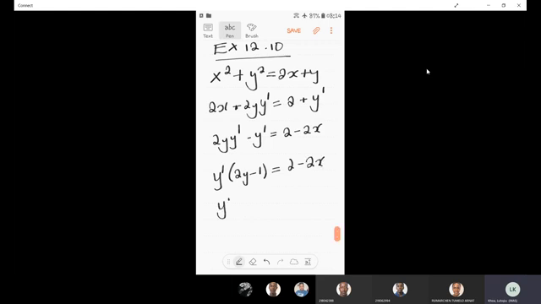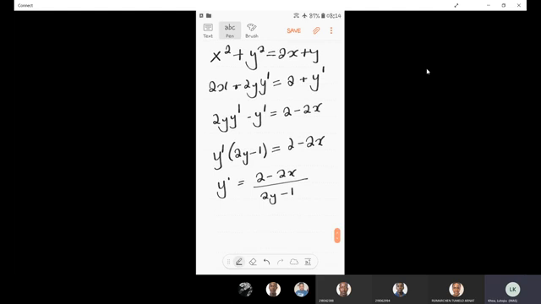I have y prime. This is equal to 2 minus 2x, divided by 2y minus 1. Okay, so we've made y prime the subject of the formula. Now instead of y prime, you can also write dy dx. That is perfectly fine.